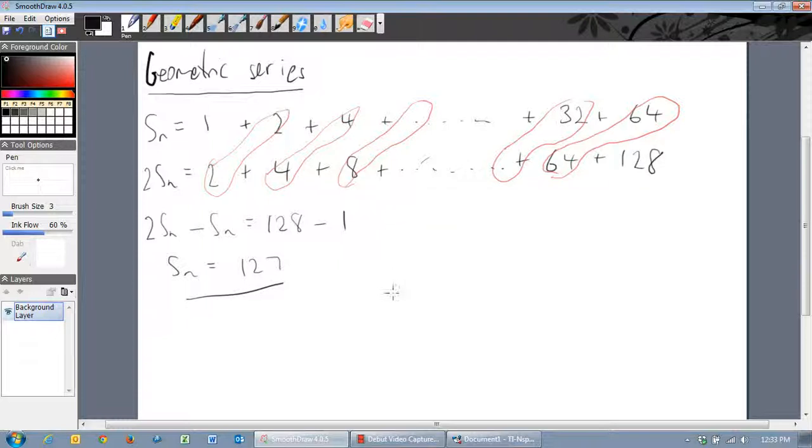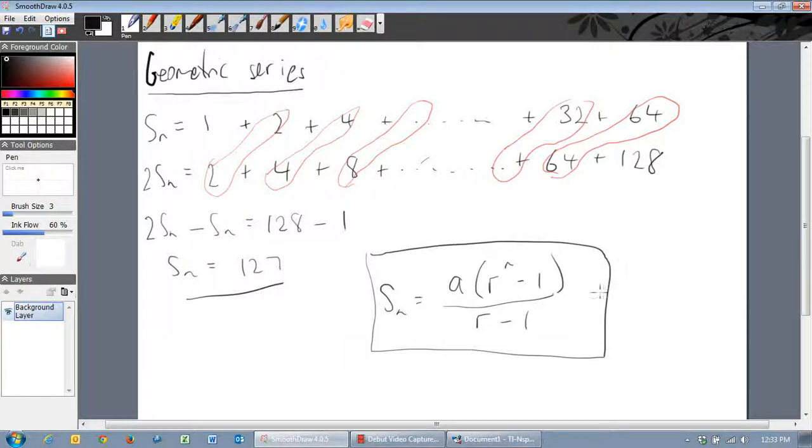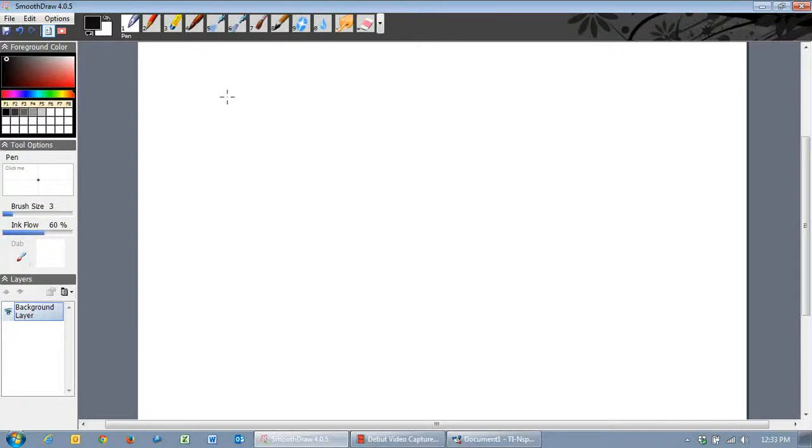And what is the formula? You can prove this by doing the exact same thing that I just did up here, and again, I'll show you in class. It's a times r to the n minus 1, over r minus 1. So that is your formula for the sum of any geometric series. Okay, perfect. Let's do an example or two.